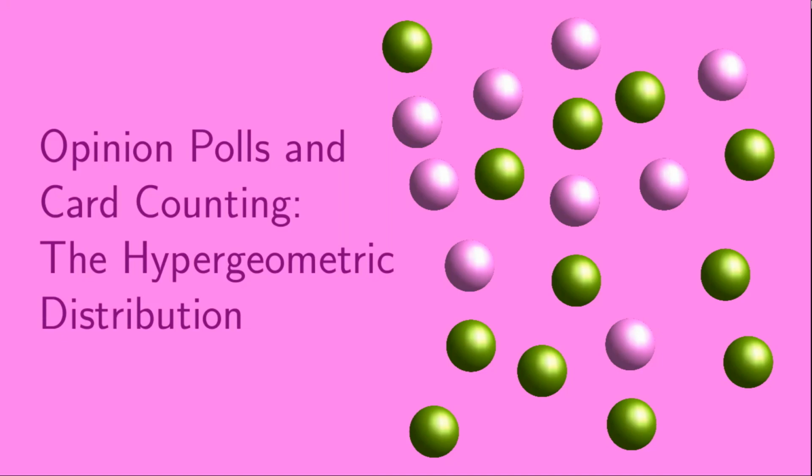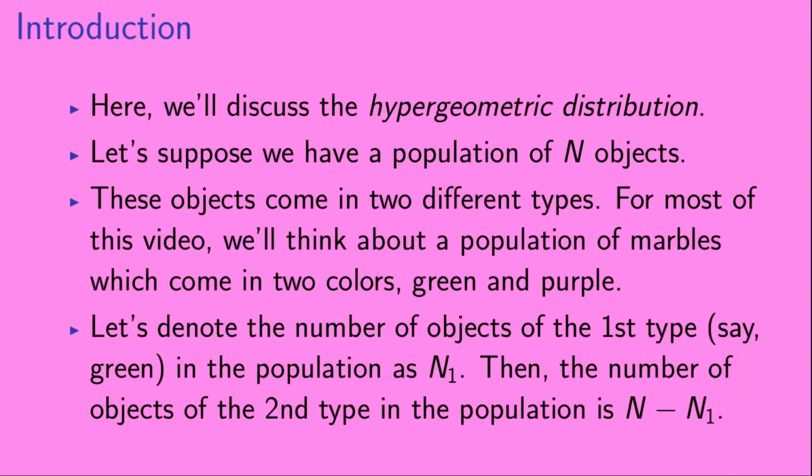Hi, welcome to Opinion Polls and Card Counting, the Hypergeometric distribution. So here we'll discuss the hypergeometric distribution. Let's suppose we have a population of n objects. These objects come in two different types. For most of this video, we'll think about a population of marbles, which come in two colors, green and purple.